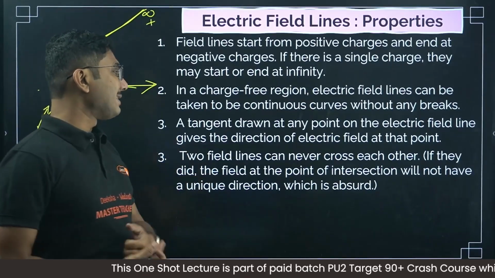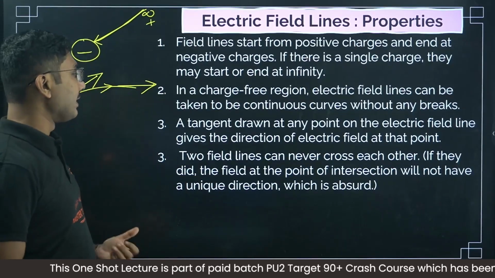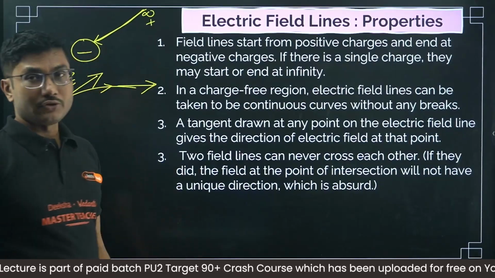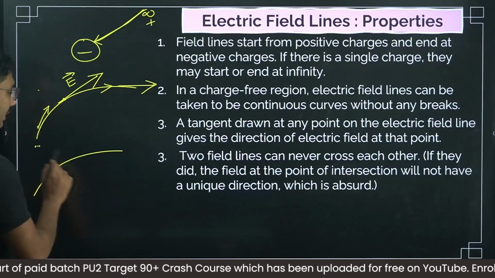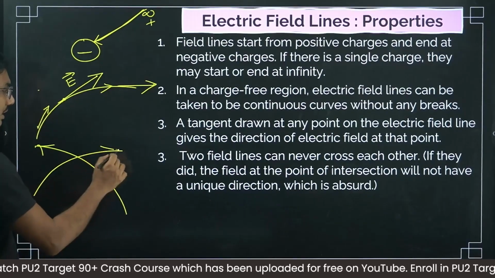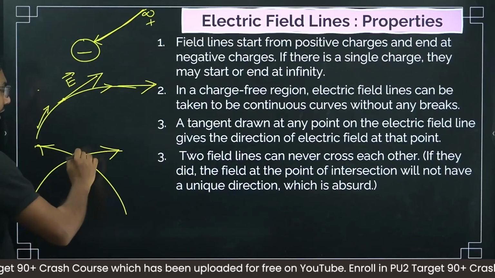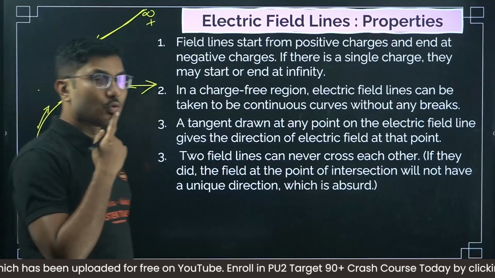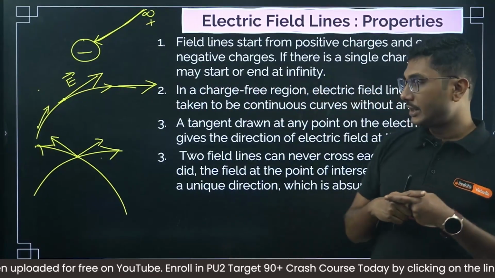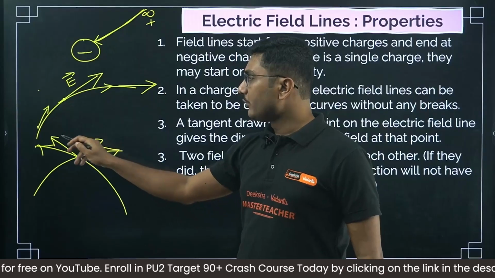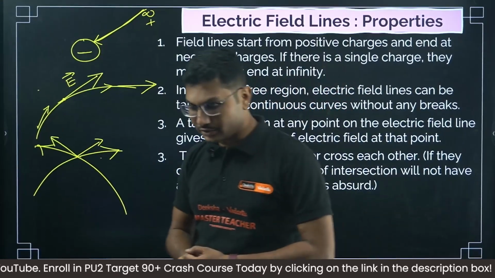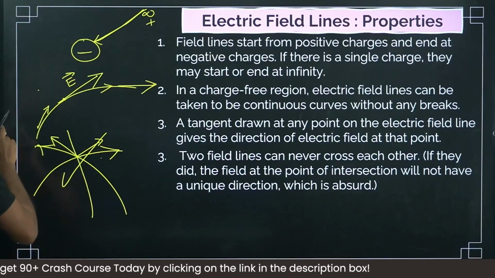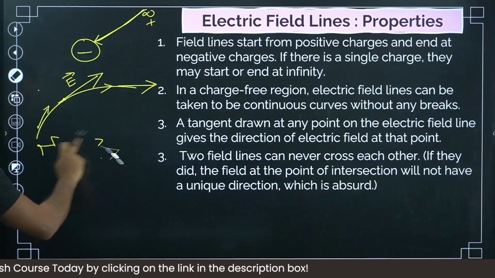Two field lines can never intersect each other. If they did, the field at the point of intersection would no longer be unique, which is not possible. What is the meaning of that? Suppose two electric field lines cross, one going in this direction, another in that direction. At the point of intersection you can draw a tangent to each line, so you would have two different directions of electric field, which is not possible. So two field lines can never intersect each other.